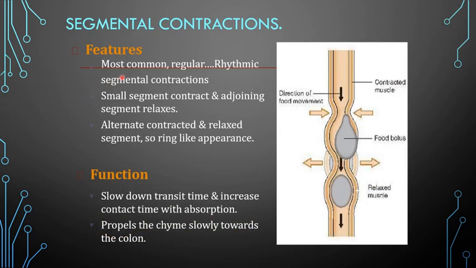So the features of the segmental contractions are, these are the most common regular type of movements which are rhythmical, and a small segment will contract and the adjoining segment will relax. Alternate contracted and relaxed segments will give a ring-like appearance. Okay, so see in the picture, when one segment is contracted, the adjacent segment will be relaxed. Because of this, a ring-like appearance will be seen.